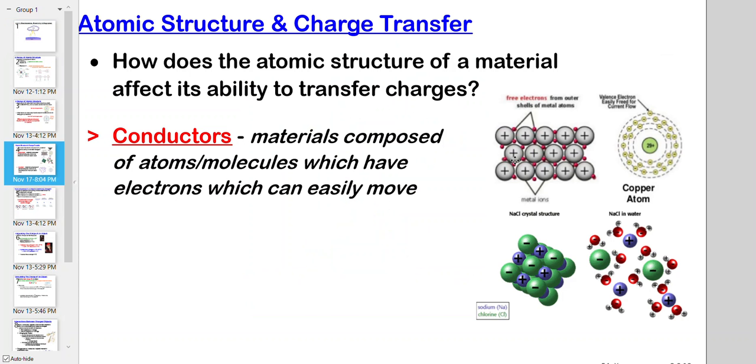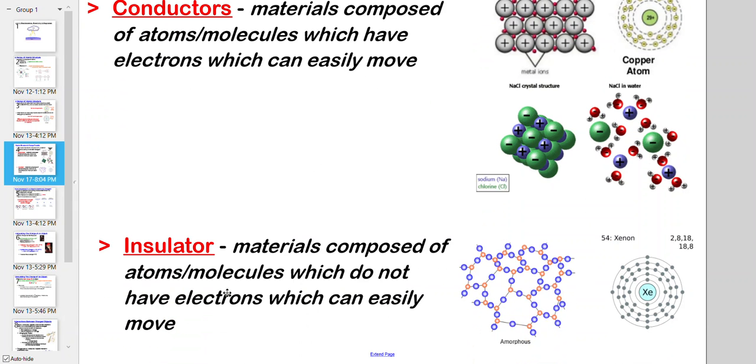So when we want charges to move easily, we use materials that are made up of atoms that have extra electrons that they'll easily give up. These are called conductors. Materials that are made up of atoms that don't easily give up their electrons are insulators. And so glass is a really good insulator.